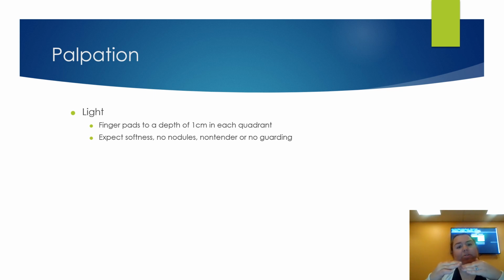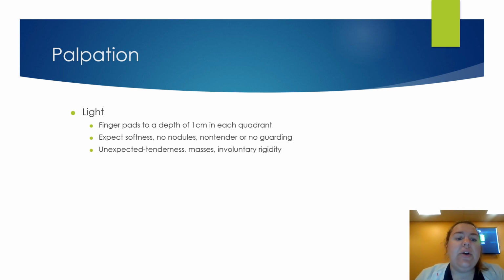Now, after just a couple tries, have the patient take their hand out. They're just getting familiarized with the sensation. Now, when you're doing that light palpation, expected is softness, no nodules, no tenderness, no guarding. Unexpected: there's tenderness, they're possibly guarding, involuntary rigidity, there's a mass. This rigidity could be due to inflammation of the abdominal cavity.